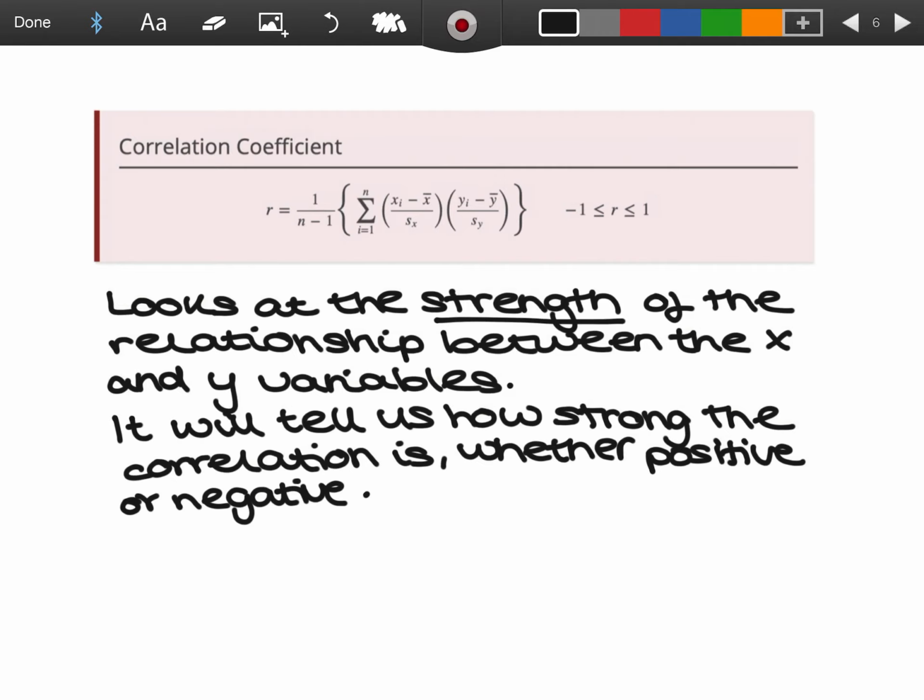When you do that, you're going to put those lists into your calculator and you're going to run this thing, as I'll show you in a minute. And it's going to give you a particular value for R, this correlation coefficient. R is always between -1 and 1, including -1 and 1. It can equal one of those values.